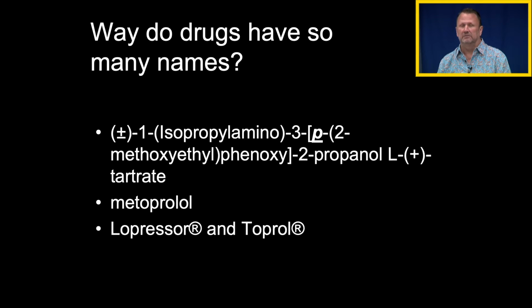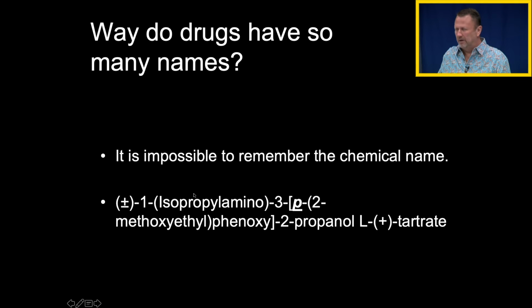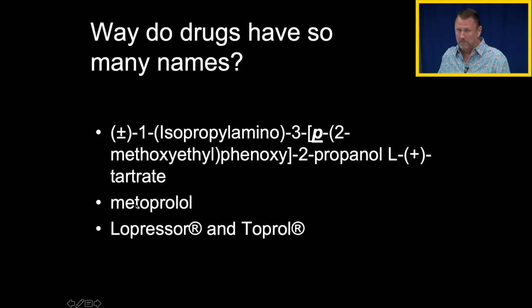All right, so here's plus minus 1 isopropyl amino 3 para 2 methoxyethyl phenoxy 2 propanol levo plus tartrate. All right, well, nobody's going to write a prescription about that. But that drug is metoprolol. Regardless of where you are in the world, if you manufacture this right here, you're going to call it metoprolol. All right. So this always translates into its generic USP name.